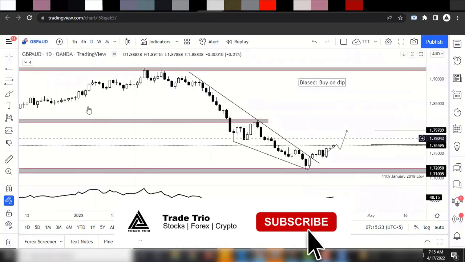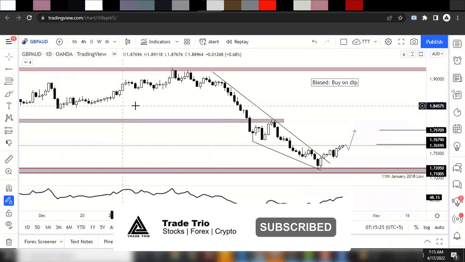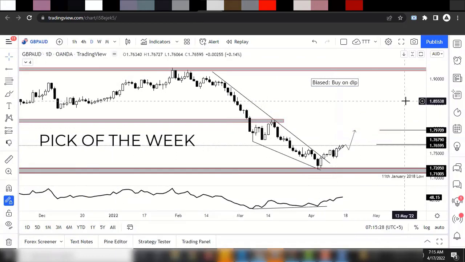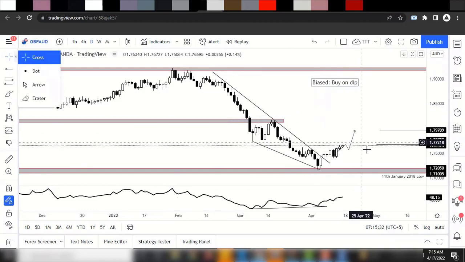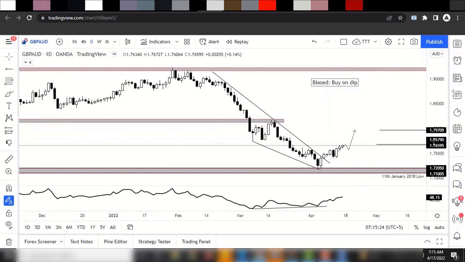The next which I shared is Pound Aussie. Pound Aussie was the pick of the trade for the last week as it gave more than 180 pips. The first target is 76,790 and the high it made is 76,727. So just a few pips remaining from the first target, and the first target is of more than 180 pips. So remain in this trade and continue your long position.